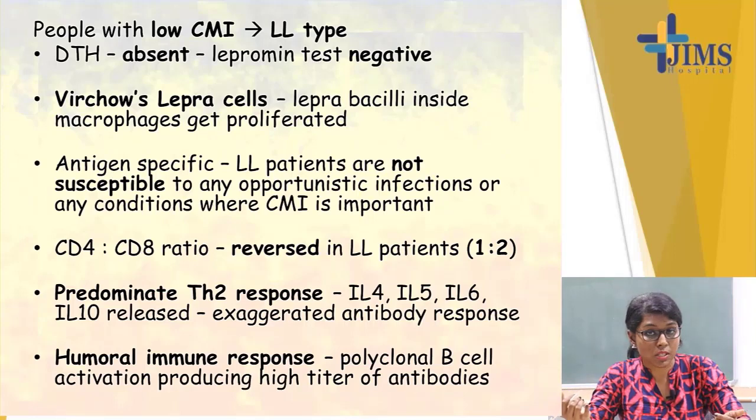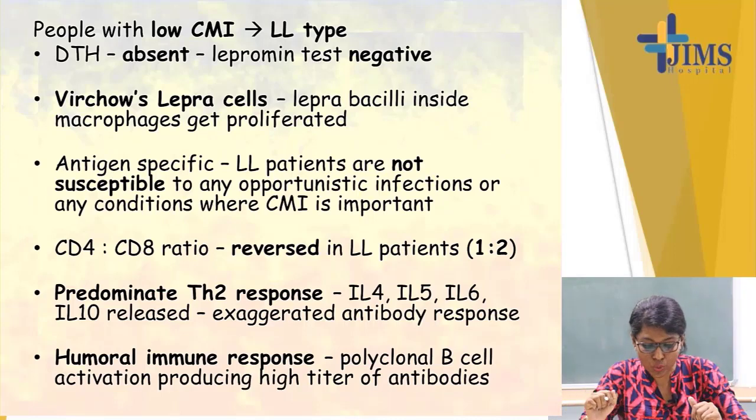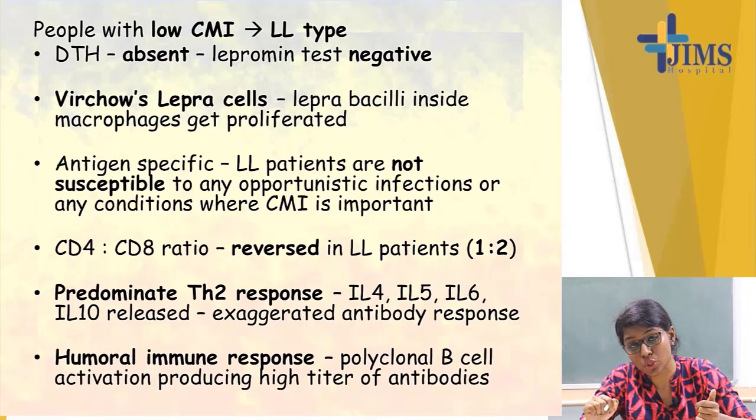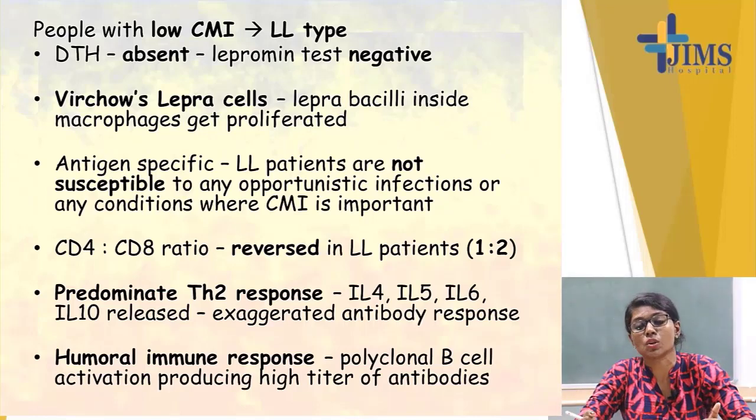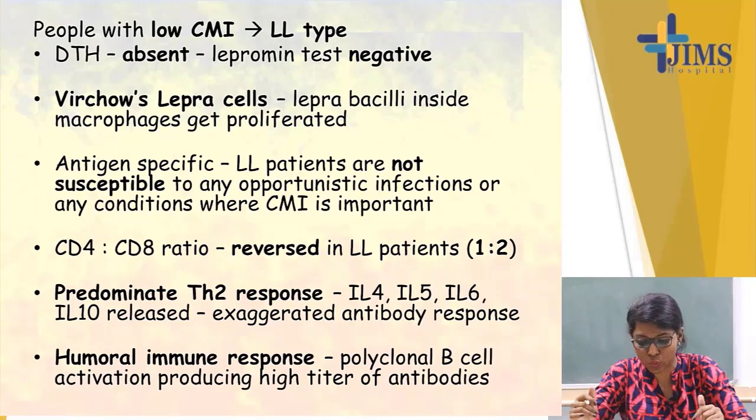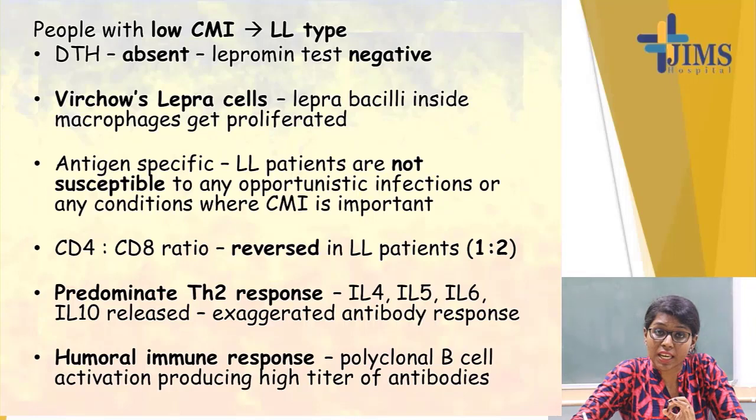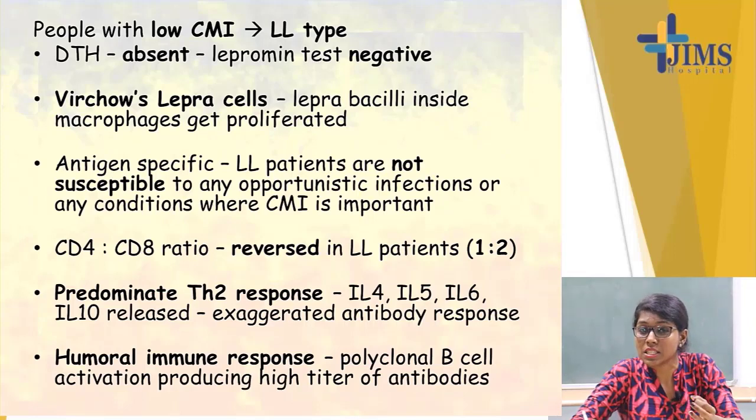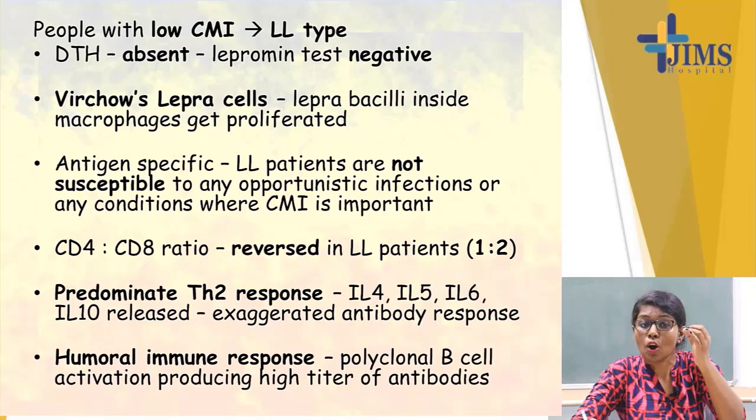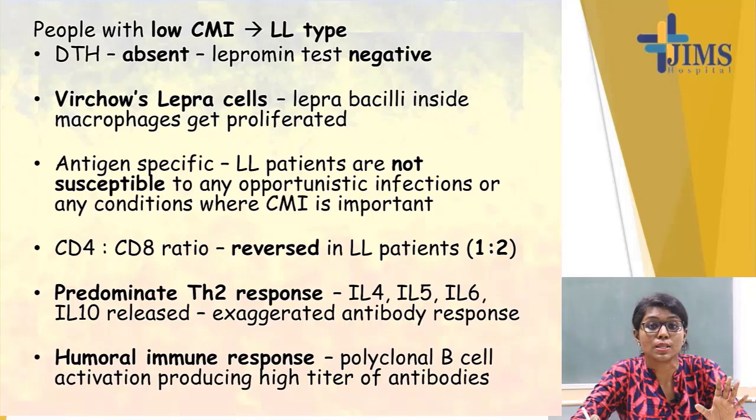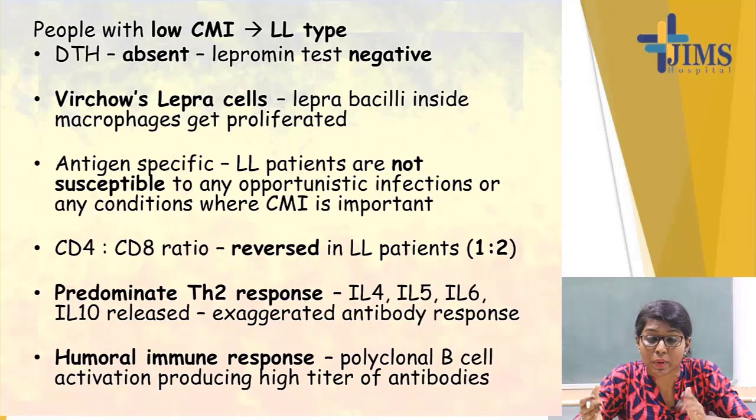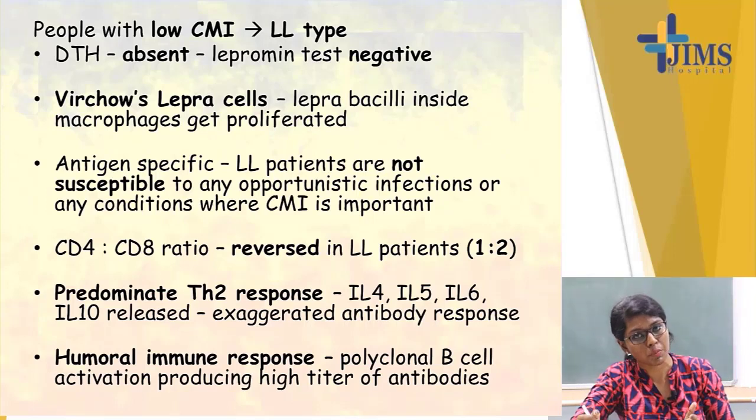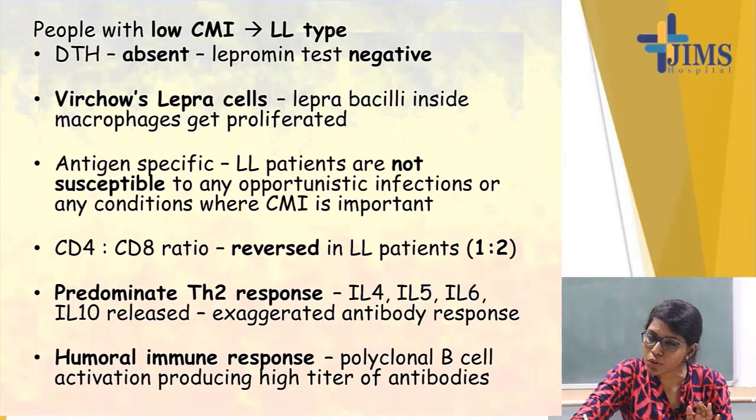Besides, LL patients are not much susceptible to opportunistic infection. Why? Because it's a very antigen-specific manifestation that it shows. Moreover, the CD4-CD8 ratio is reversed. In the usual case CD4 to CD8 is 2 to 1, but in the LL type it becomes reversed, meaning 1 to 2. They show predominant TH2. Remember T cells, TH cells, TC cells. So TH cells have the manifestation of the TH2 cycle. What is TH2 mainly responsible for? Remember, antibody expression. So if the TH2 response is predominant, obviously antibody expression will also be predominant. Why?